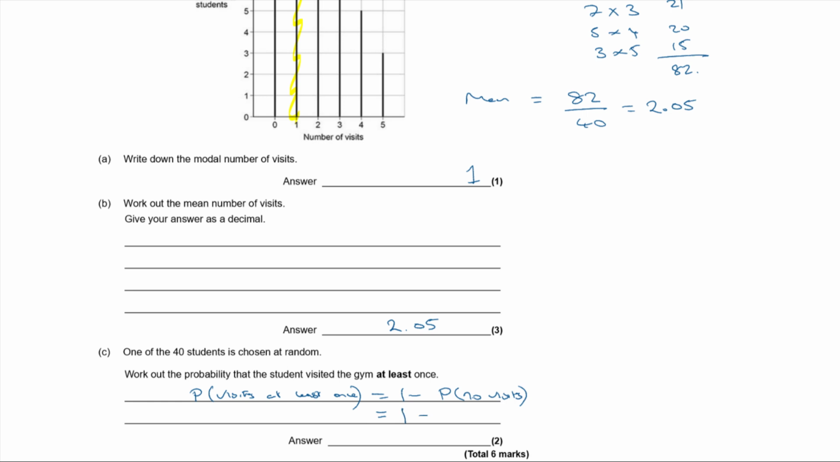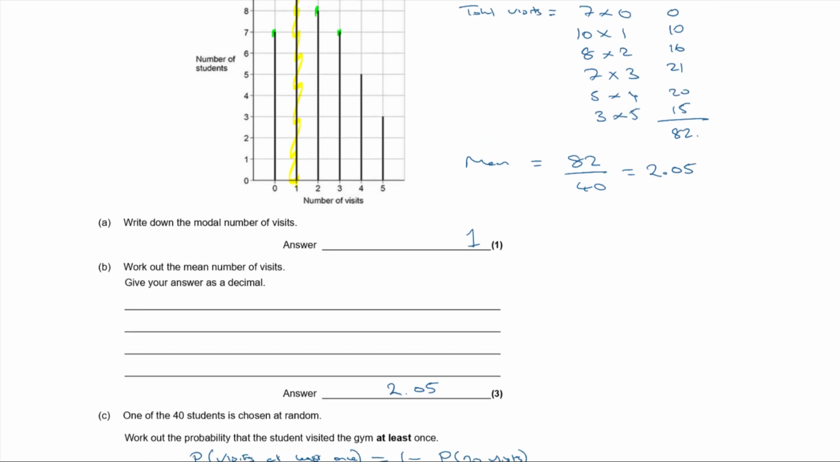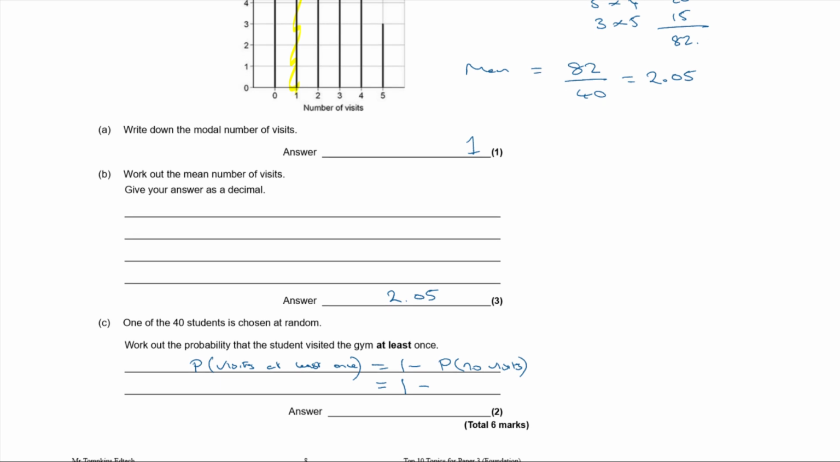So that's going to be 1 minus. Now the number of students who made no visits, you'll remember, was 7 from the height of the first bar. So the probability that they made no visits is going to be 7 out of the 40 students who were all together. So 1 minus 7 40ths, or 1 is 40 40ths. So 40 40ths minus 7 40ths, that's 33 40ths then is my final answer. So probability of at least one visit was 33 over 40.